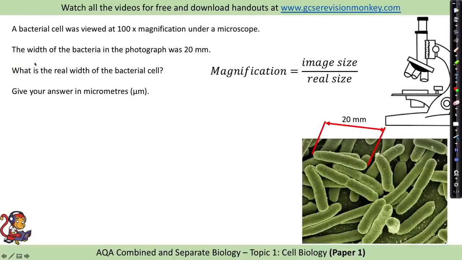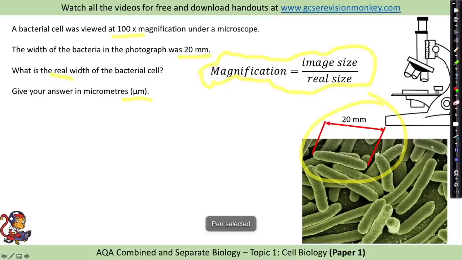As an extension to this required practical, you might be asked to do a magnification calculation, for which you need to remember this equation. Magnification equals image size over real size. For example, a bacterial cell was viewed at 100 times magnification under a microscope. The width of the bacteria cell in the photograph, over here, is 20 millimeters. What is the real width of the bacterial cell? Give your answer in micrometers.